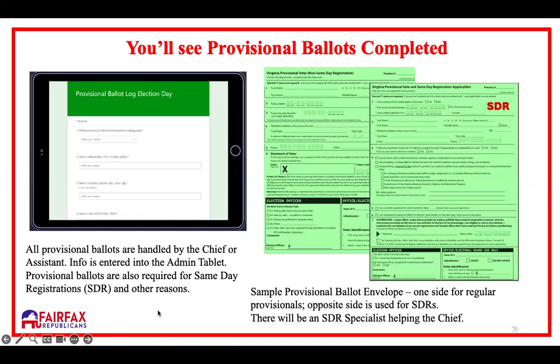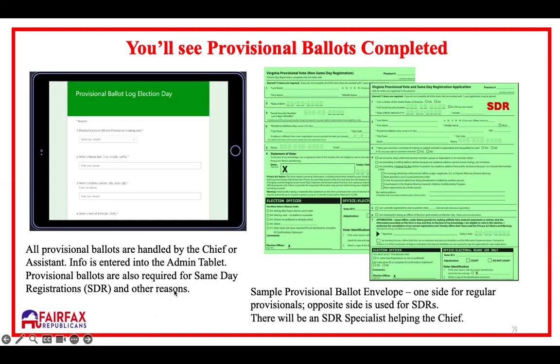If a voter comes in, and we just talked about a couple of situations where a voter needs to vote a provisional ballot, this is going to be handled by the chief or assistant chief. And if it's a same-day registration situation, that could also be handled by the SDR specialist, SDR, same-day registration. So they're making changes. We'll get that information out to you.